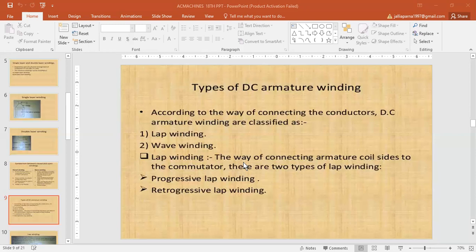Simplex lap winding is shown, which employs single turn coils. In lap winding, the finishing end of one coil is connected to the commutator segment and to the starting end of the adjacent coil situated under the same pole, and so on until all the coils have been connected. This type of winding derives its name from the fact that it doubles or laps back with the succeeding coil.